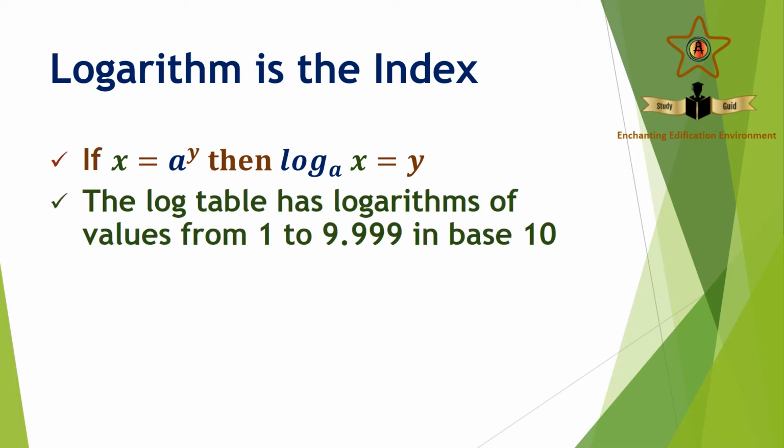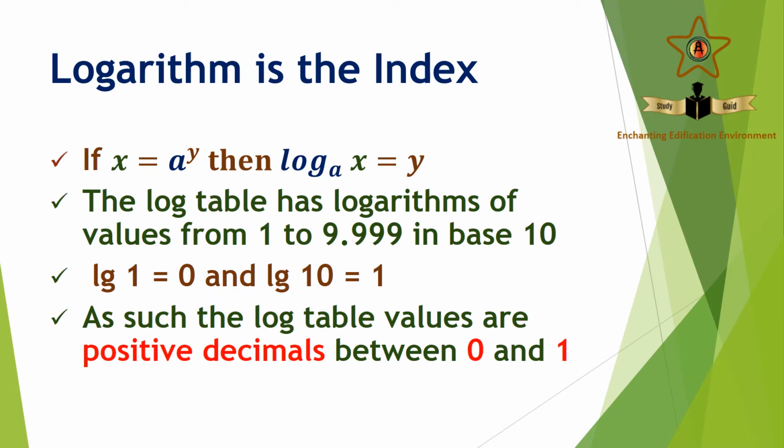Now we go into log tables. In log tables we have logarithm values from 1 to 9.999 and it is in base 10. Now we know LG1 is 0 as well as LG10 is 1. LG is the shortened form for log base 10. Therefore, the log table has values from 0 to 1 and these values are positive decimals.